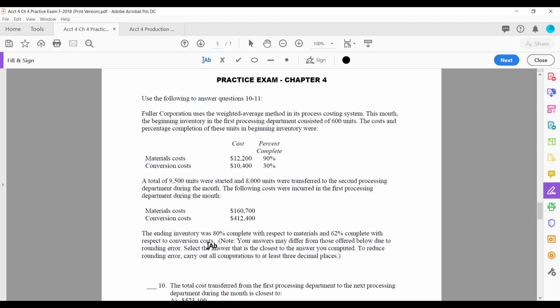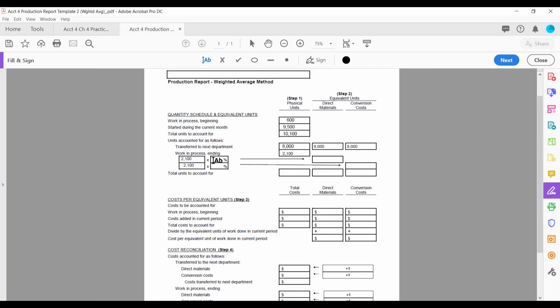They said the ending inventory was 80% complete with respect to materials and 62% complete with respect to conversion costs. What that means is those units still sitting in ending inventory still need about 20% of materials cost added to them to get them done, and just under 40% of conversion costs added to them to get them done. So you take those two percentages, 80% complete with respect to materials and 62% complete with respect to conversion costs, and we plug those percentages in here to these boxes.